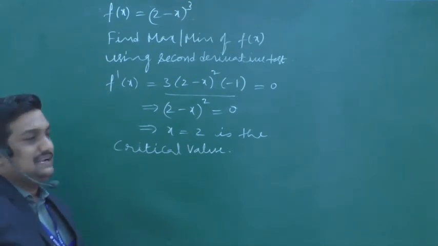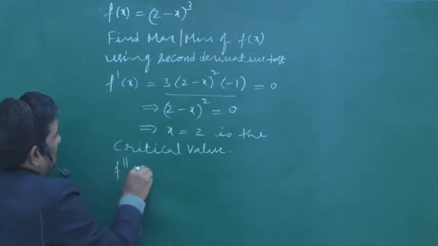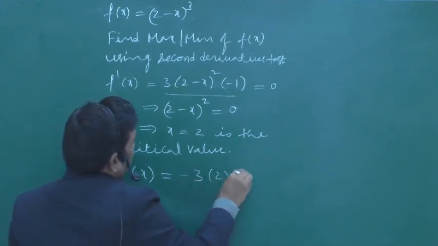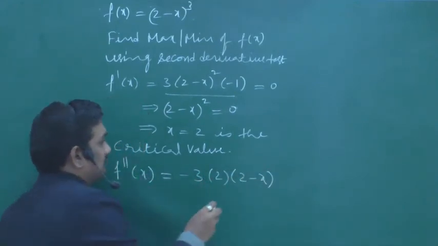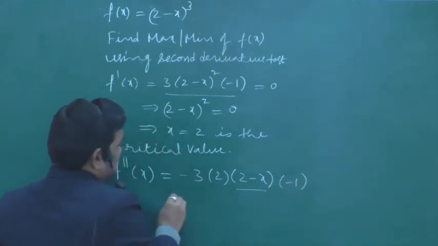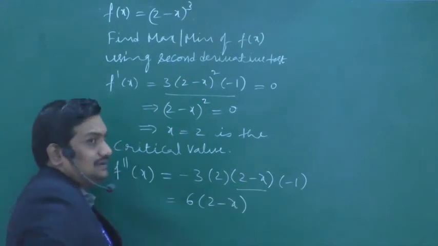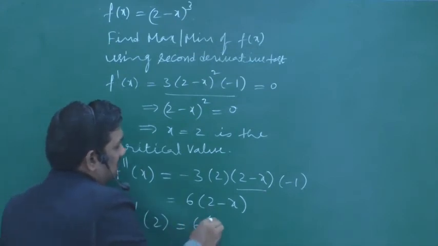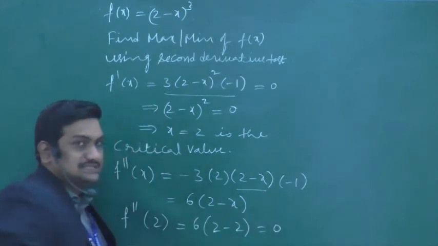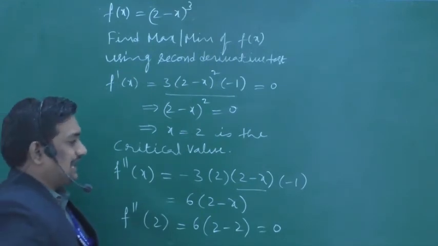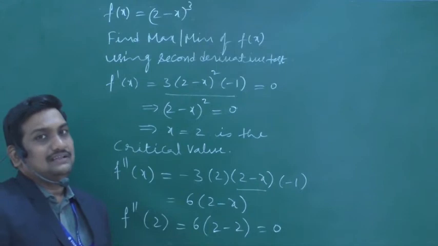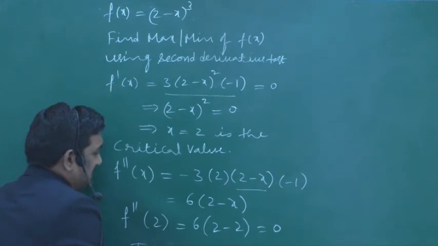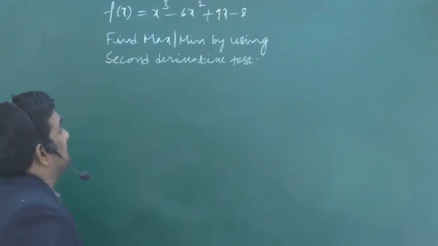Now let us find the second derivative. Second derivative is minus 3 into 2 into (2 minus x), and the internal derivative of 2 minus x is minus 1. So this is 6 into (2 minus x). Now find f double dash at the value 2. This equals 6 into (2 minus 2), which equals 0. Since the second derivative value is 0, you cannot decide whether the function has maximum or minimum at this value. So the test fails here.